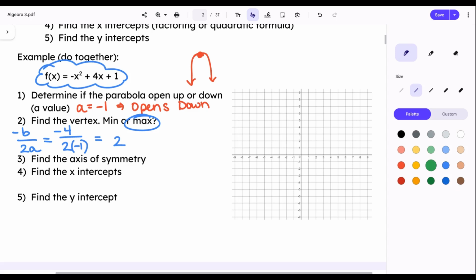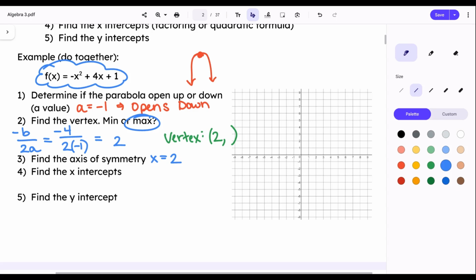So over here I'm going to write vertex. I know that the x is 2, but I don't know what the y is. I need to find that yet, so I'm going to leave a little bit of space. But before we even talk about the y, I know that my axis of symmetry is going to go through that x value, just like it did yesterday. When we found our vertex from pulling it from the equation, we knew where that dotted line went because it just went through the x value. So my axis of symmetry for number 3 is just going to be the line x equals 2.